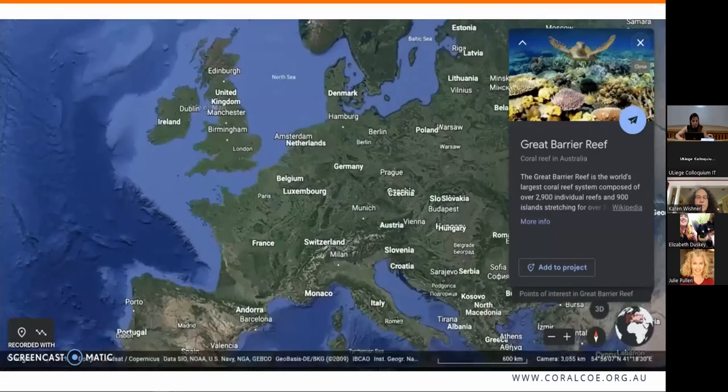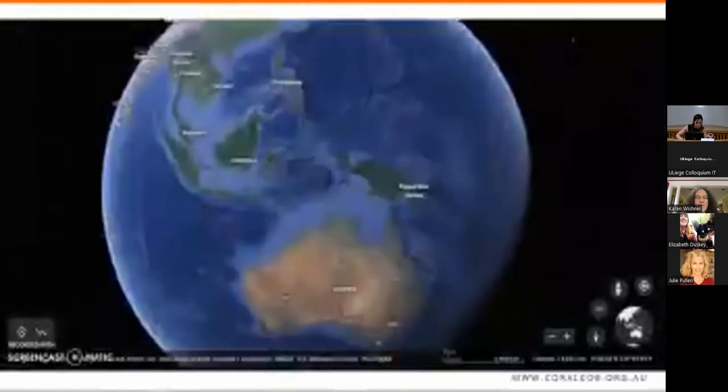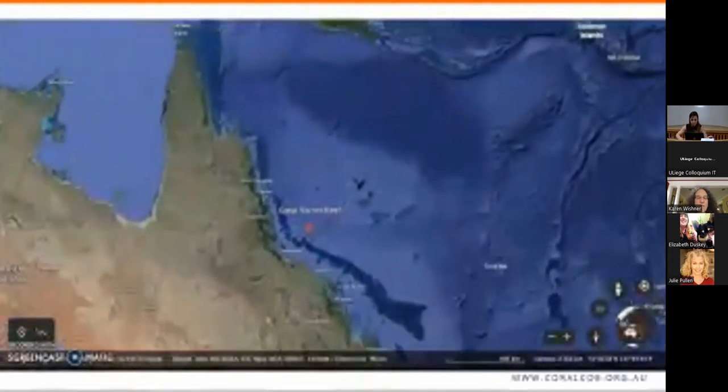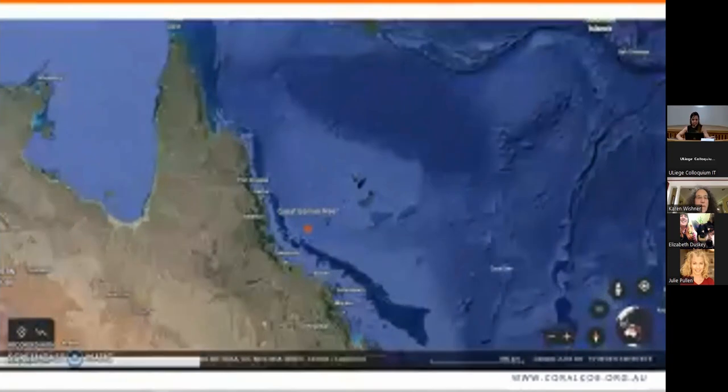So, wow, yeah, it's a bit of a journey. You can see, we zoom in a little bit. We've got Townsville there, and that's the home of James Cook University, the Great Barrier Reef Marine Park Authority, and the Australian Institute of Marine Sciences.